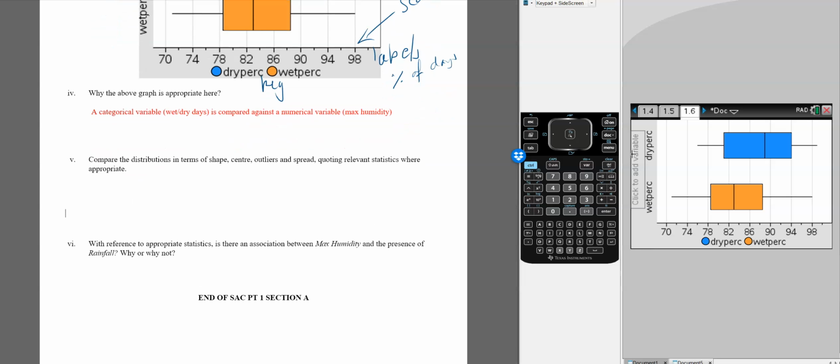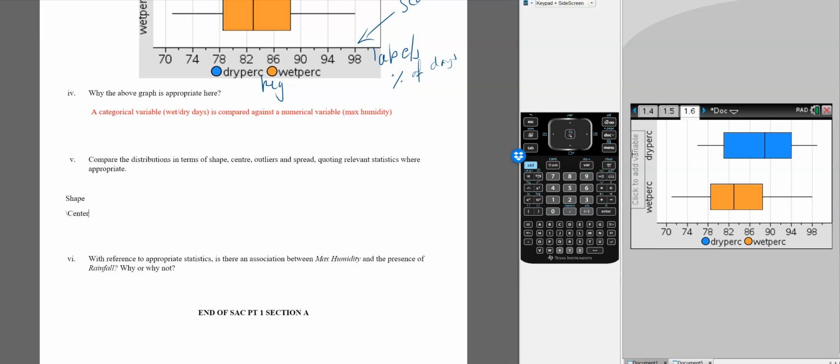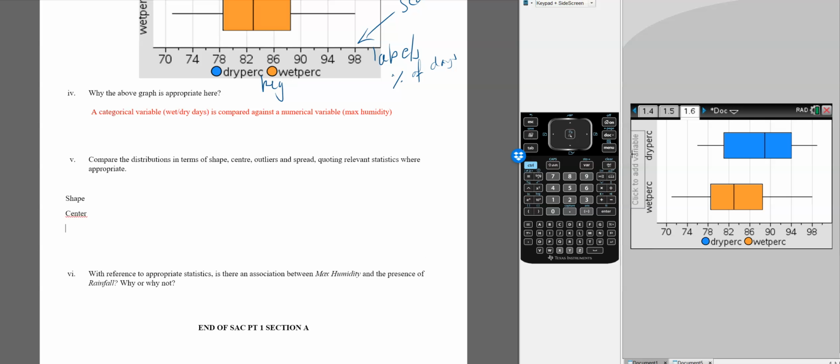Alright, next bit says compare the distributions in terms of shape, center, outliers, and spread, quoting relevant statistics where appropriate. Keep in mind in future SACs, this might not necessarily be explicitly mentioned. However, if you're asked to find the relationship between two variables, you just need to make sure that you compare them according to shape, center, and spread. Now with the center, there's more appropriate measures that we should use for both of these. So let's answer these now.